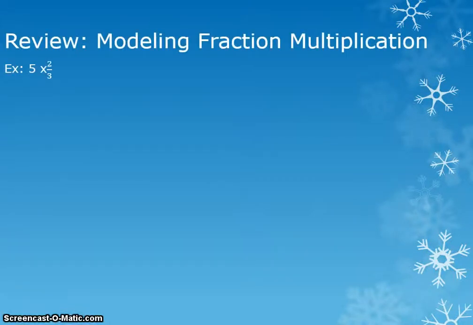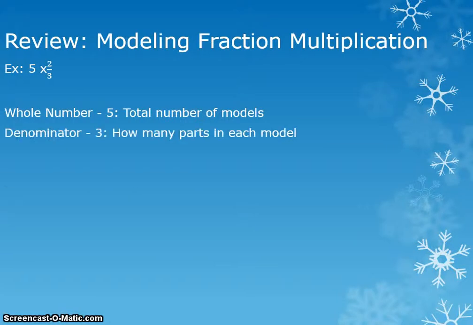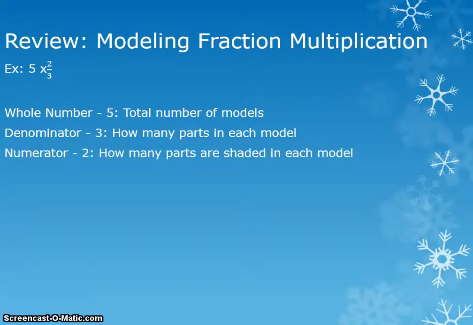First, let's review modeling fraction multiplication from yesterday. We're going to use the example 5 times 2/3. With this example, our whole number that we are multiplying is 5. That tells us the total number of models that we need. Your denominator is 3, which tells you how many parts you divide each model into. Your numerator is 2, which tells you how many parts are shaded in each model.